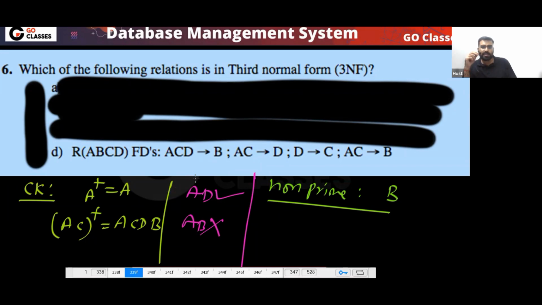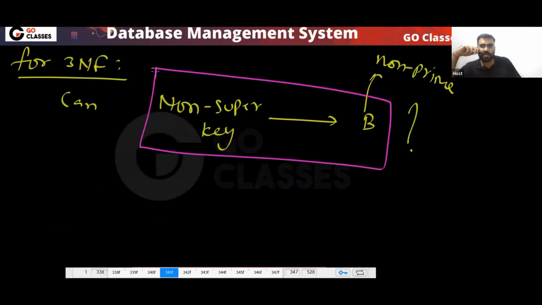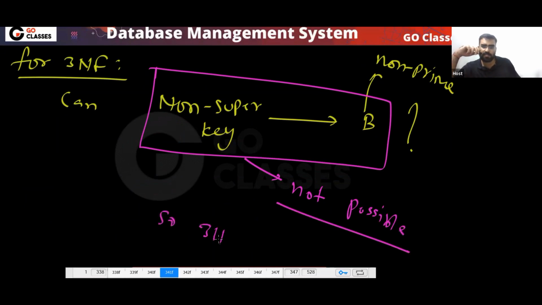In the double attribute, what are the non-super keys not containing B? Don't worry about trivial dependency. What about CD? Can CD determine B? No. CD also cannot determine B. Okay, so what about three attributes? This is not possible. A non-super key determining B is not possible. So it is in 3NF.